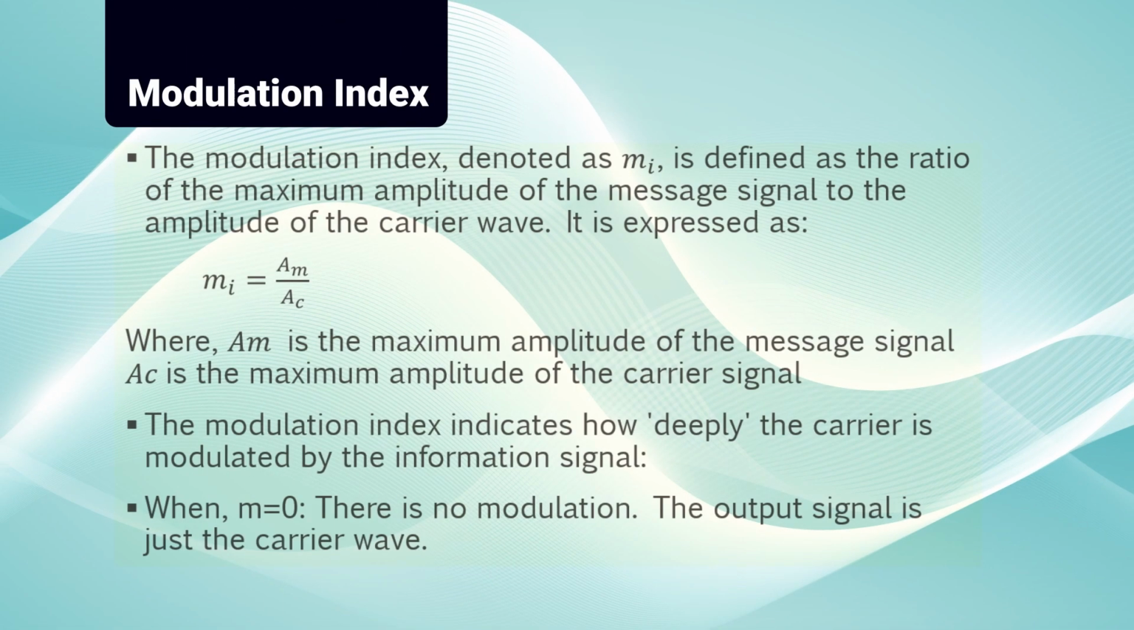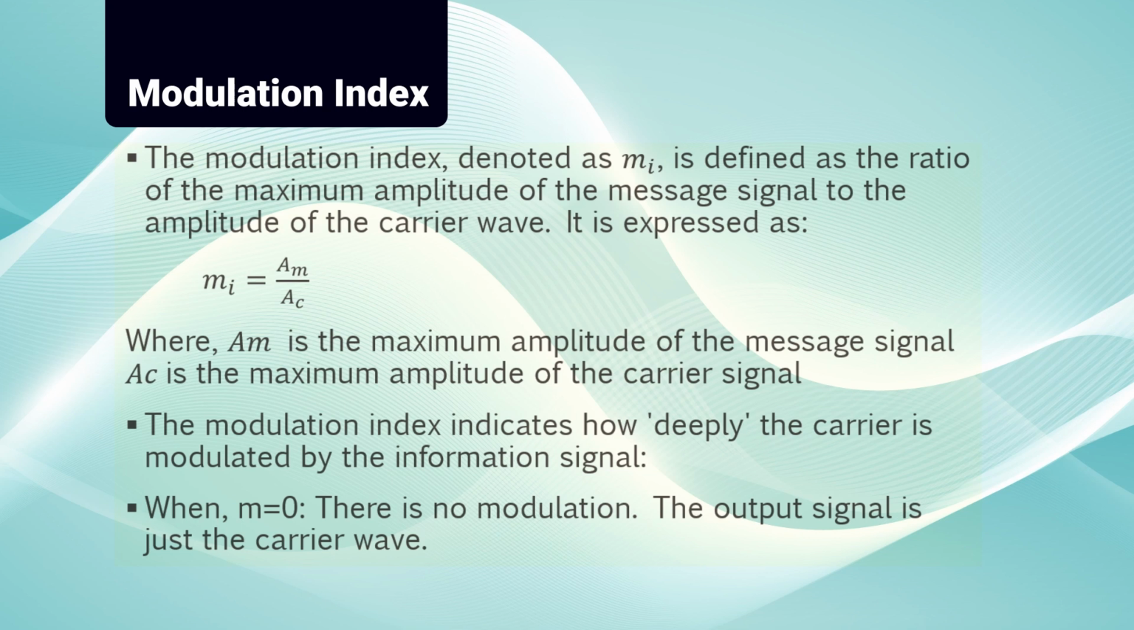The modulation index is denoted by mi, and it is defined as the ratio of the maximum amplitude of the message signal to the amplitude of the carrier signal. It is represented by mi, ma or mu, and expressed as mi is equal to Am divided by Ac, where Am represents the maximum amplitude of the message signal and Ac represents the maximum amplitude of the carrier signal. The modulation index indicates how deeply the carrier is modulated by the information signal.